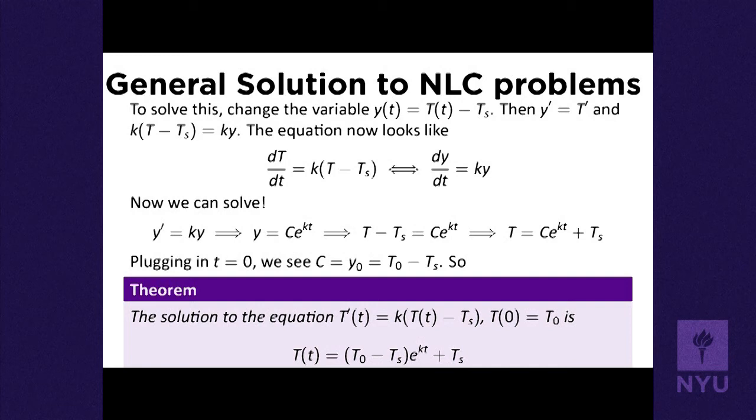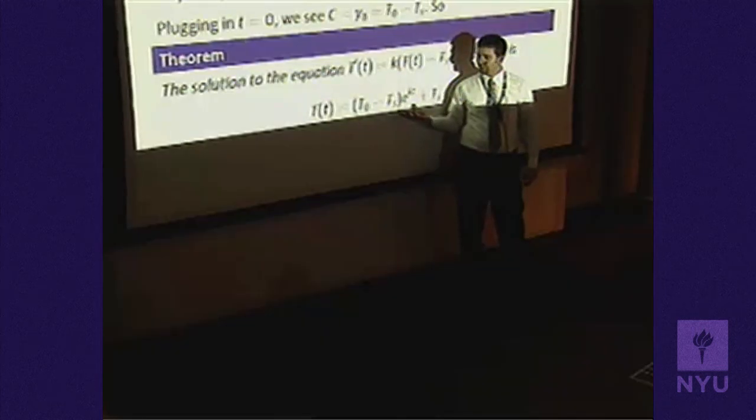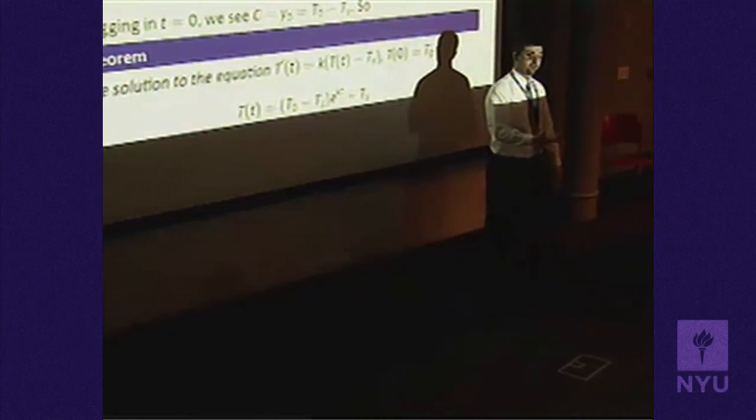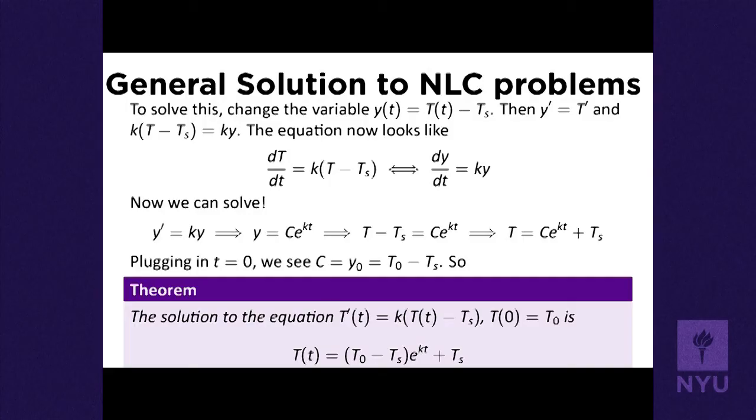The limit is the initial temperature, because this part here, well, e to the kt, that's going to go to 0 because k is negative. So this whole multiple of e to the kt, that's all going to get erased. And so the only thing left is this constant T sub s. And that reproduces what we would expect. The cup of coffee, when it cools, it approaches the room temperature. It doesn't continue to cool down to absolute 0. Once it reaches room temperature, it stays there. Okay? So that's Newton's law of cooling.